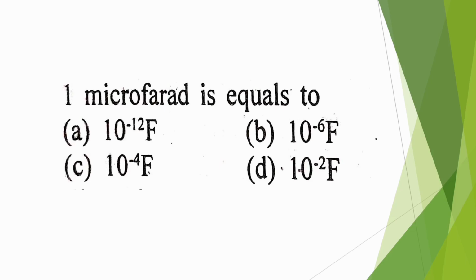Our next question is: 1 microfarad is equal to A, 10 to the power minus 12 farad; B, 10 to the power minus 6 farad; C, 10 to the power minus 4 farad; D, 10 to the power minus 2 farad. So the correct answer is 1 microfarad is equal to 10 to the power minus 6 farad. Let's move to the next question.